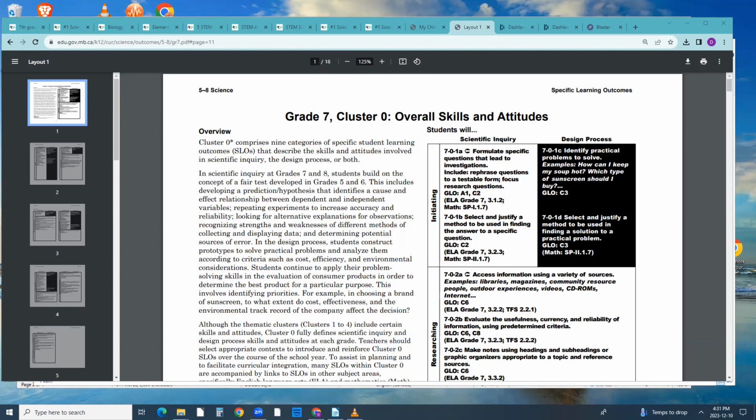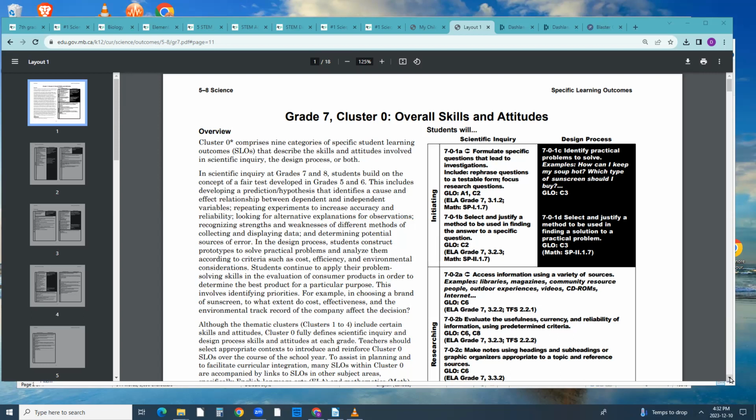In the design process, students construct prototypes to solve practical problems and analyze them according to criteria such as cost, efficiency, and environmental considerations. Students continue to apply their problem-solving skills in the evaluation of consumer products in order to determine the best product for a particular purpose. This involves identifying priorities. For example, in choosing a brand of sunscreen, to what extent do cost, effectiveness, and the environmental track record of the company affect the decision?